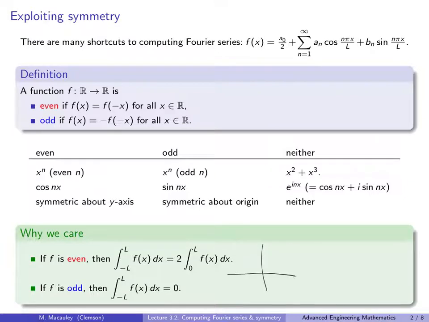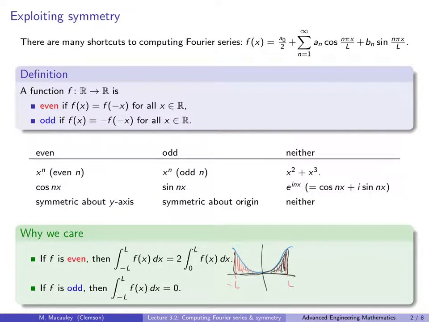So if f is even, then it looks something like this. And if I want to integrate it from negative L to L, then that's just the area under the curve. And by symmetry, it should be clear that this area under the curve is just twice the area from 0 to L. And that's why we integrate from 0 to L and multiply by 2.